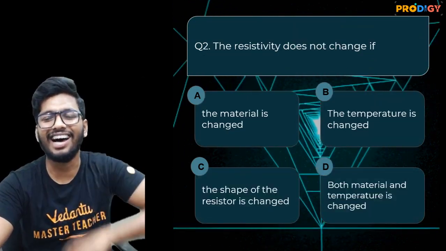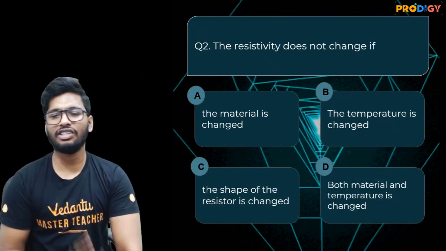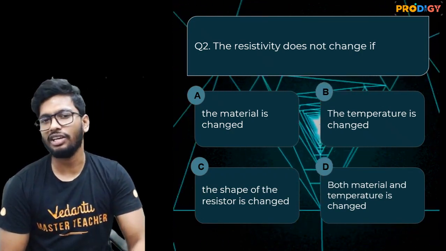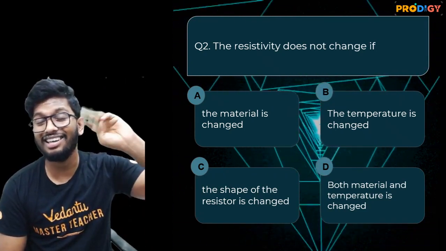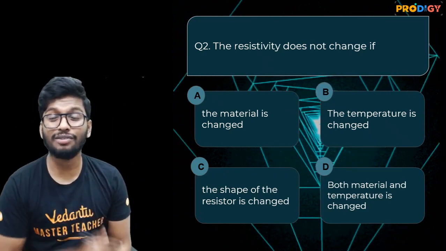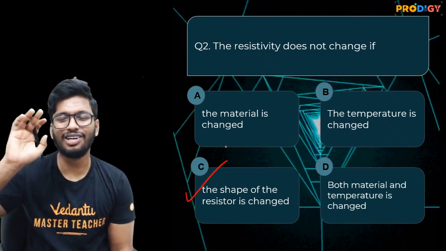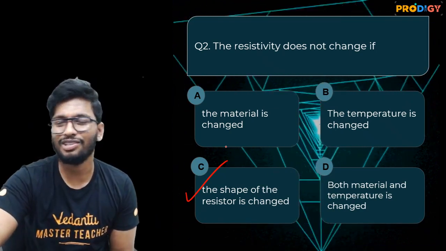That's always. Last question now. The resistivity does not change if the material is changed, the temperature is changed, the shape of the resistor is changed, or both material and the temperature are changed. In which of these cases is the resistivity not affected? In 5, 4, 3, 2, 1. You know the answer, guys. Pause the video if you have to give the answer. The answer to this question is nothing but the shape. It does not depend on the shape. It depends on the material and the temperature, but however, it does not depend on the shape of the material.